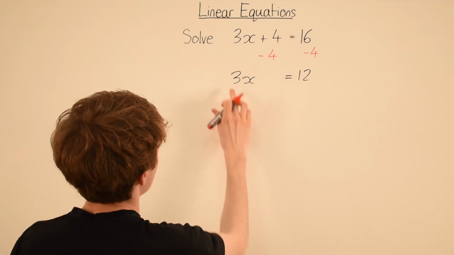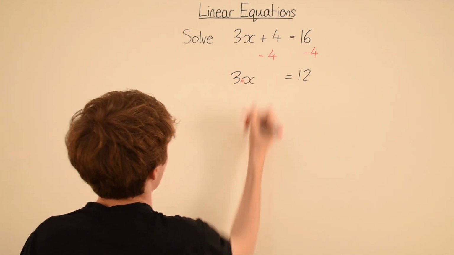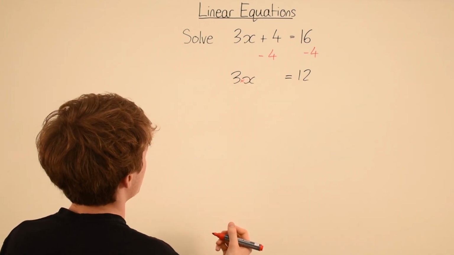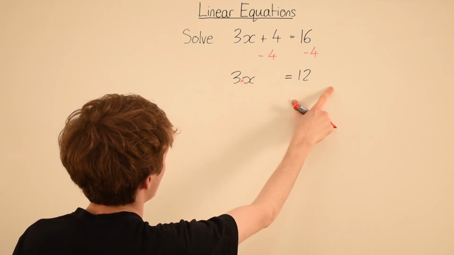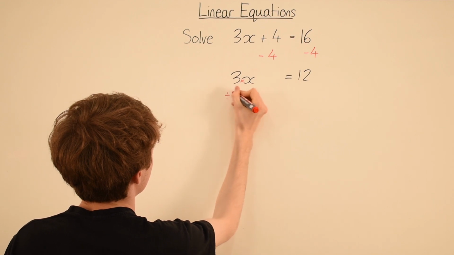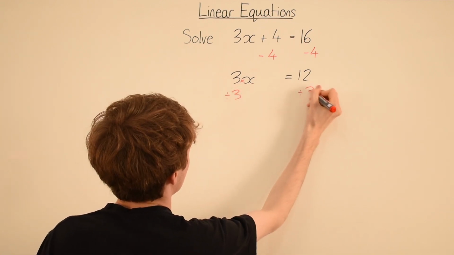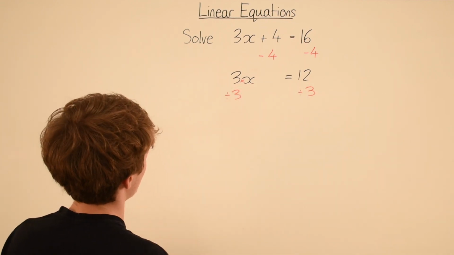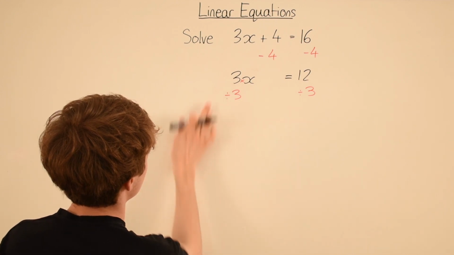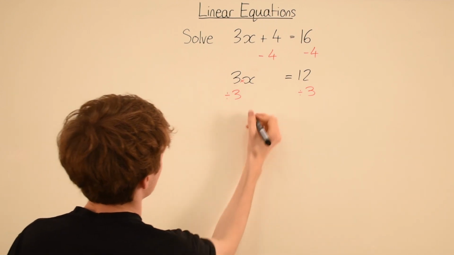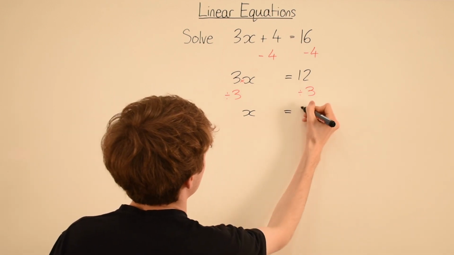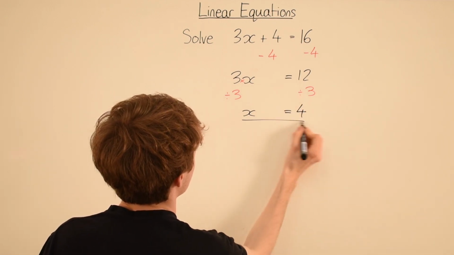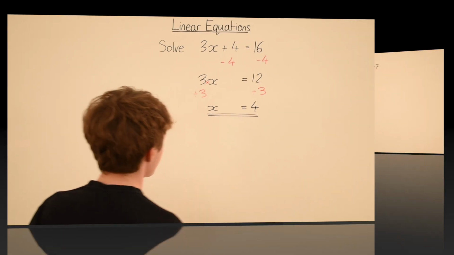Okay, we just need to note here that 3x is 3 multiplied by x, and the opposite of multiplication is division. So because we want to get rid of this 3 and move it to the right hand side, we're going to divide by 3 on both sides of the equation. So what we're left with on the left hand side is just x, because this multiply by 3 and divide by 3 cancel out. And on the right hand side we've got 12 divided by 3, which equals 4. So the final answer is x equals 4.